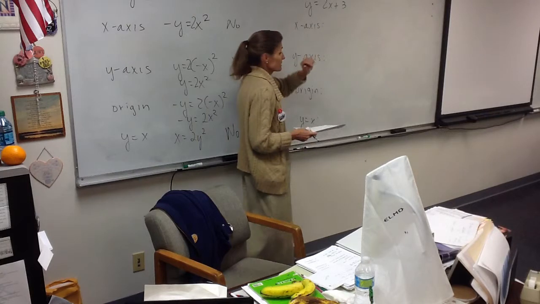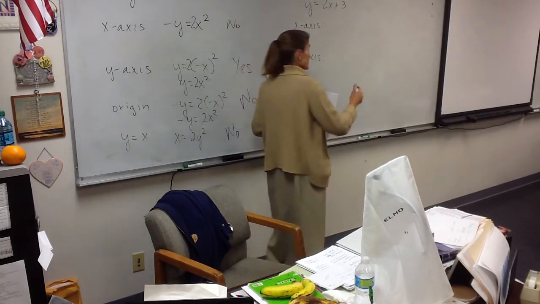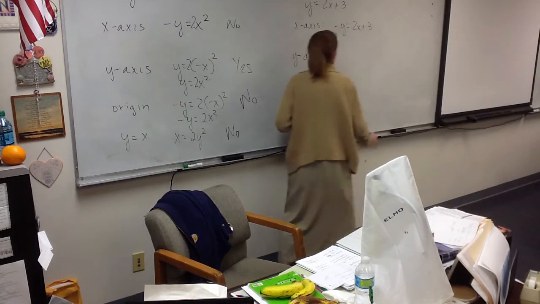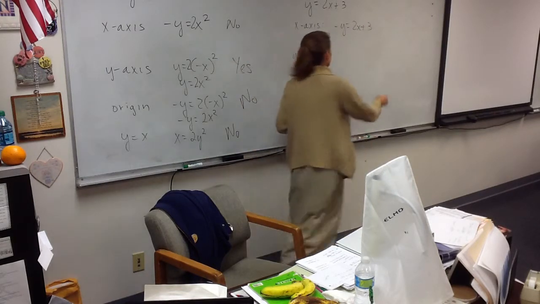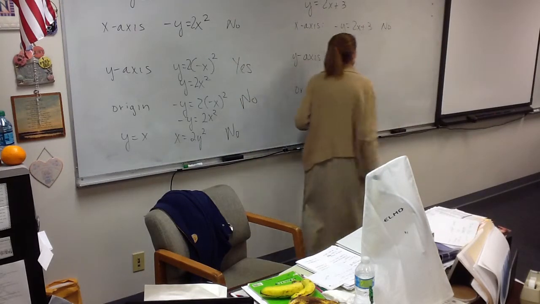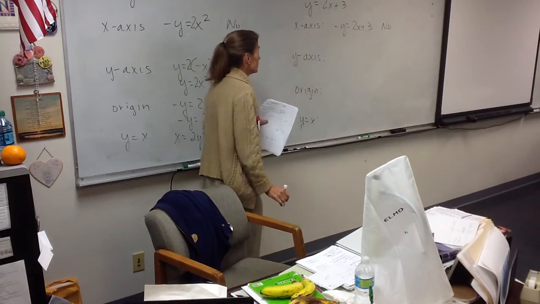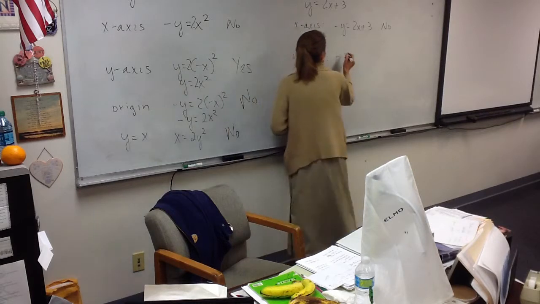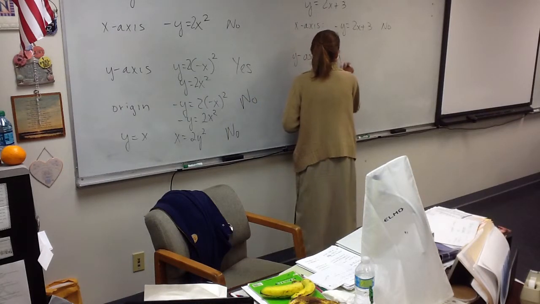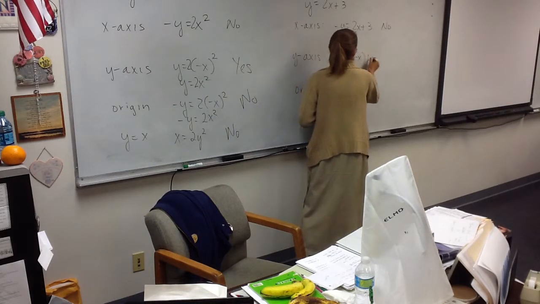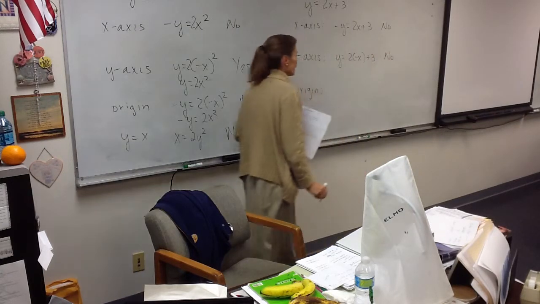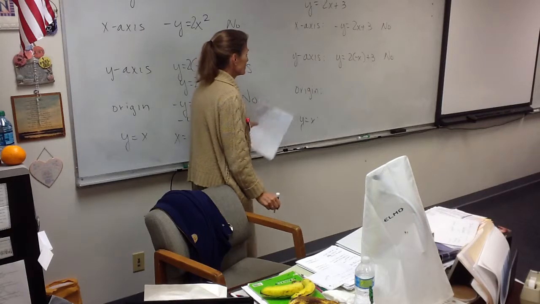Okay, x-axis. What's our test for symmetry again for the x-axis? Make y negative. Make y negative. And then stand back and look at it and say, that is not the same equation. How about the y-axis? Well, make x negative. Make x negative. And that is not the same equation. Origin? Make both negative.